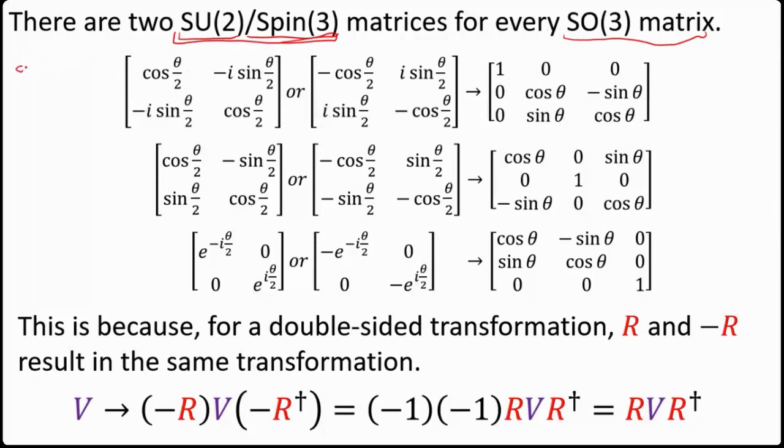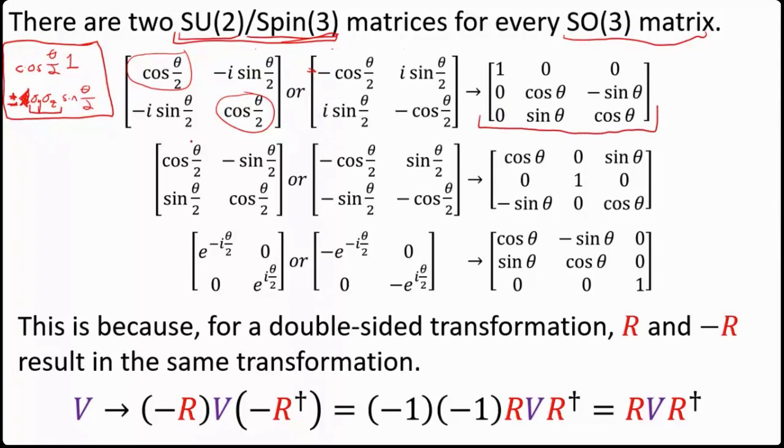I think this is cos of theta over 2 plus, I want to say it's sigma y, sigma z, sine. No, there's no I here. And then just sine. The 1 is just the identity matrix, which is why cos is on the diagonal. Then you can either plus or minus the sigma y, sigma z term, and you'll get either this or the minus version of that.